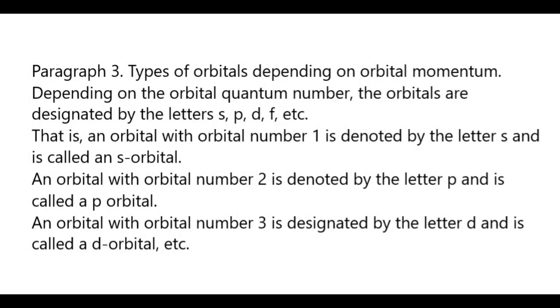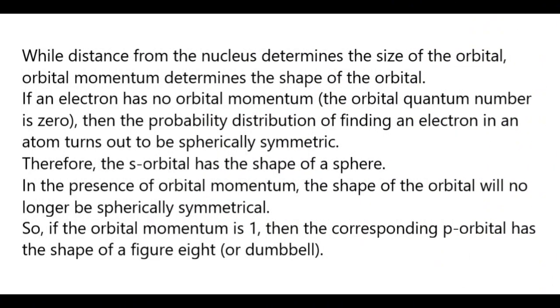Paragraph 3. Types of orbitals depending on orbital momentum. Depending on the orbital quantum number, the orbitals are designated by the letters S, P, D, F, etc. That is, an orbital with orbital number 1 is denoted by the letter S and is called an S orbital. An orbital with orbital number 2 is denoted by the letter P and is called a p orbital. An orbital with orbital number 3 is designated by the letter D and is called a d orbital, etc. While distance from the nucleus determines the size of the orbital, orbital momentum determines the shape of the orbital.